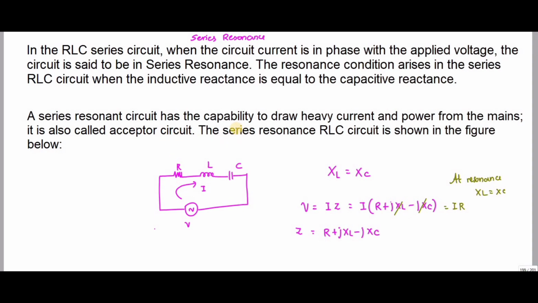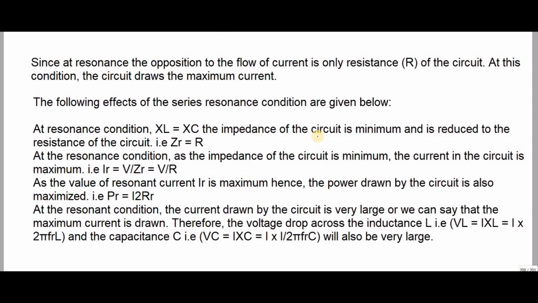So a series resonance circuit is capable of drawing a heavy current and power from its mains, so it is called an acceptor circuit. Okay, so this is a circuit diagram of a series resonance RLC circuit. At resonance, you can see the opposition to the flow of current is only the resistor. Among the given impedance, only resistance is present, so it will draw maximum current during that time. Okay, so these are the effects of the series resonance condition.